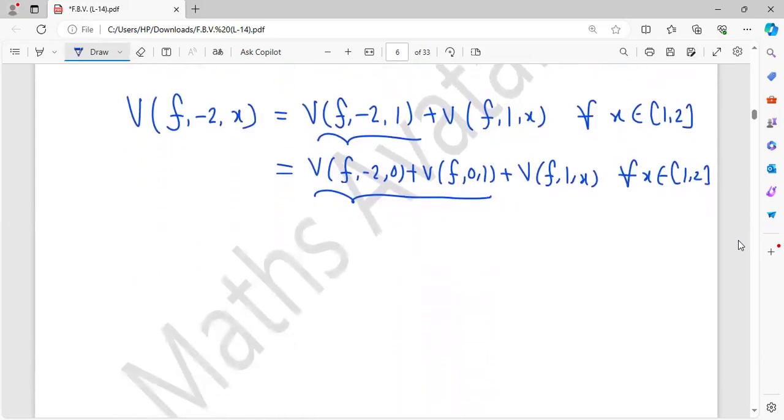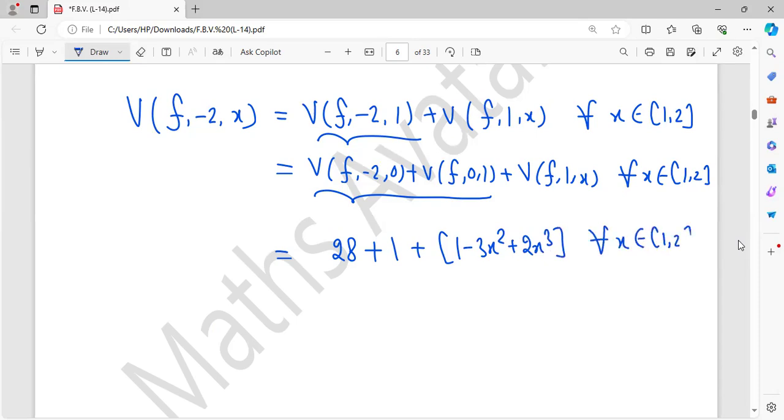Now this is equal to 28 and this is equal to 1, and this is equal to 1 minus 3x square plus 2x cube for all x belongs to 1 to 2. So after solving it, what you will get? 30 minus 3x square plus 2x cube.